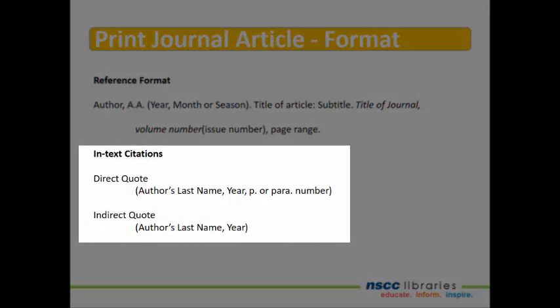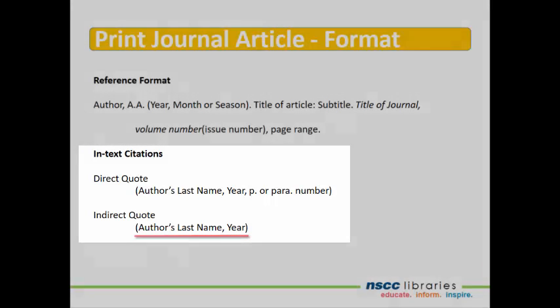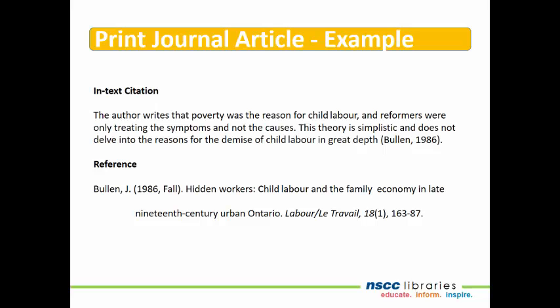For the in-text citation, note the format for a direct quote. Enclose the author's last name, year, and page or paragraph number in parentheses. For an indirect quote, enclose the author's last name and year in parentheses. In our example, the in-text citation for an indirect quote appears at the end of the sentence followed by a period. The corresponding reference appears at the end of the paper in the reference list.